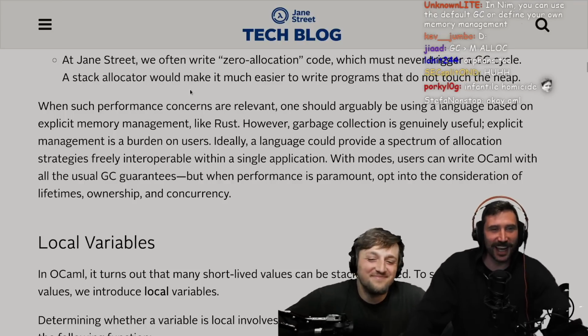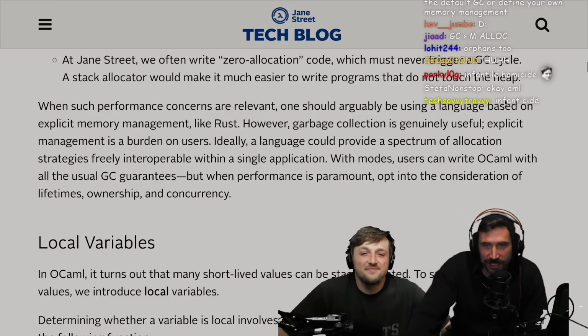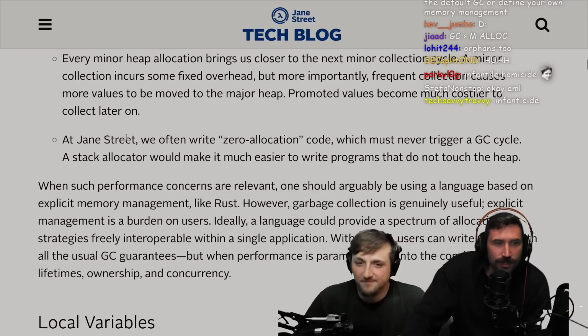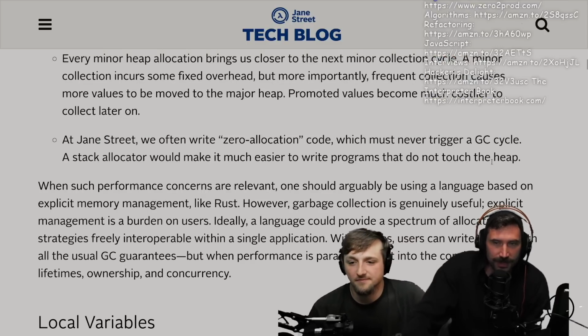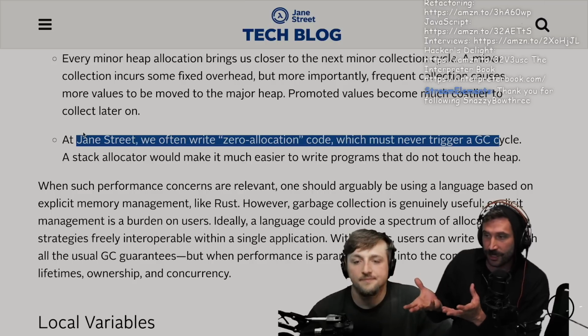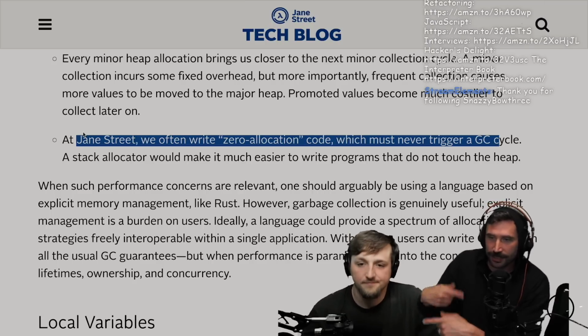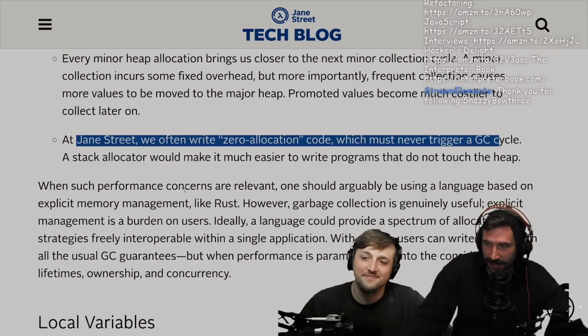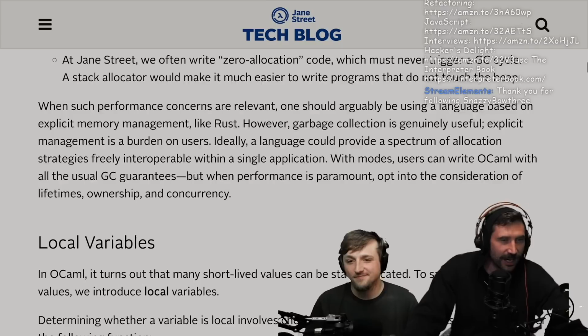At Jane Street, we often write zero allocation code, which must never trigger a GC cycle. I love this. This is actually really fun to write, zero allocation code. There's zero copy, which is really, really hard to do, but zero allocation is pretty interesting because you can just effectively create a bunch of stuff that you'll need and just continuously reuse what you have. So unlike your compiler, TJ, which you wrote to purely copy everything, this would be the inverse of it all. All right. Yes.